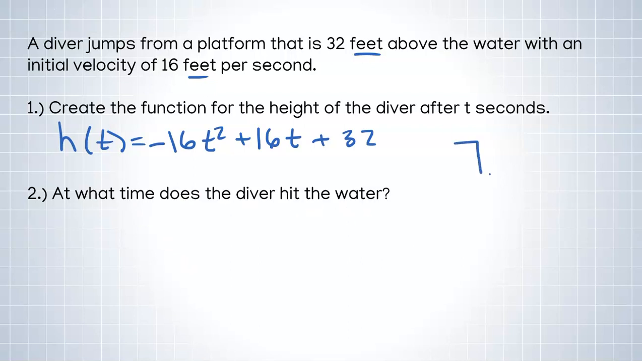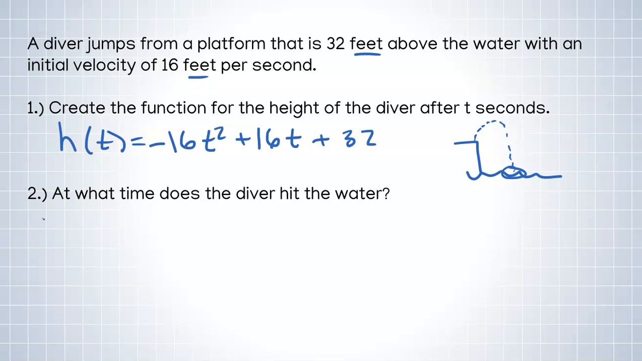Okay, so here is the platform, here is the water. Diver jumps up into the air and comes back down and splashes into the water. So what time does the diver hit the water? Well, let's think about that for a second. When you hit the water, your height above the water is 0.